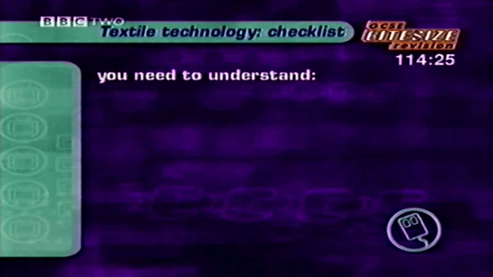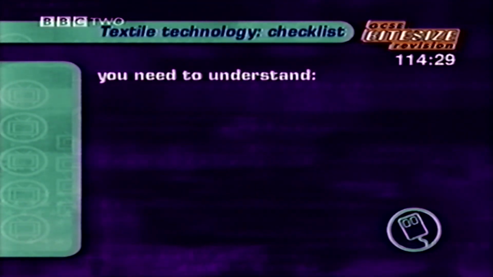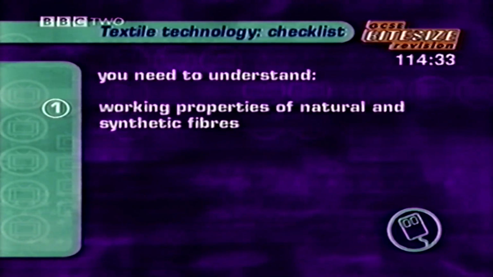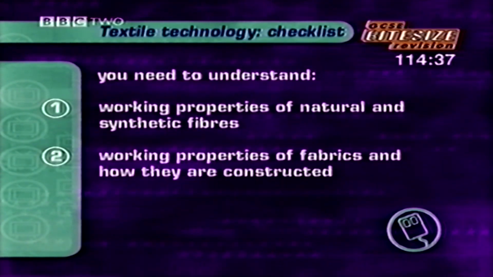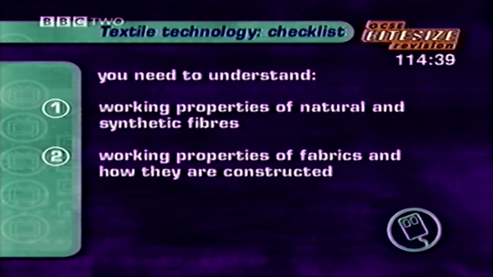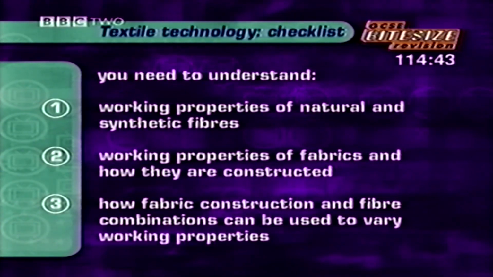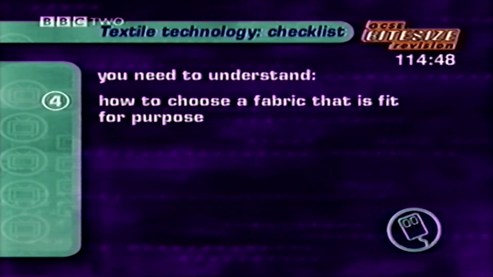So here's our checklist for textile technology, the last in this program. In this focus area, you need to understand the working properties of fibres, both natural and man-made, the working properties of fabrics and how they're constructed, how fabric construction and fibre combinations can be used to vary working properties, choosing fabric that is fit for purpose.